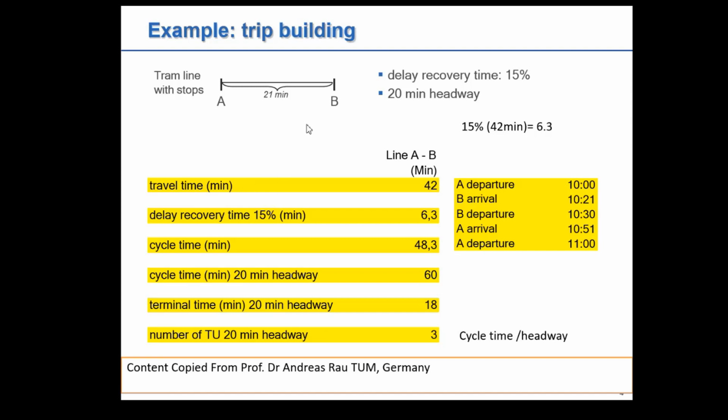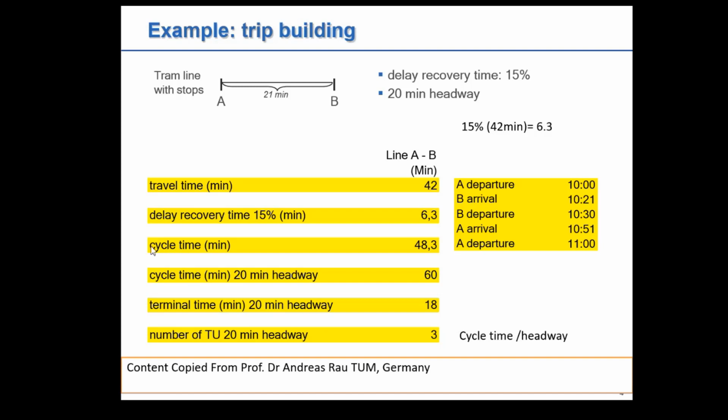And we have the delay recovery time of 15%. So 15% multiplied by 42 minutes: 15 divided by 100 multiplied by 42 is equal to 6.3. If we add 42 to that delay recovery time, we have the total cycle time of 48.3 minutes, somehow 48 or 49 minutes. That means from A to B and B to A, we can complete that cycle within 49 minutes.